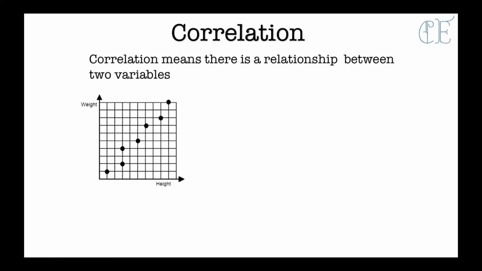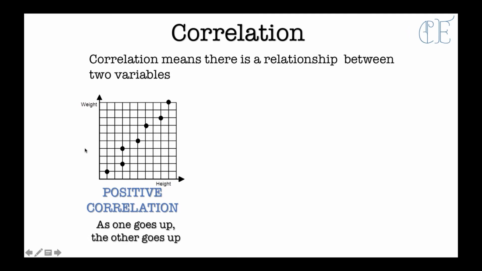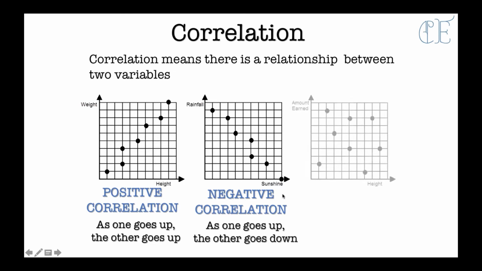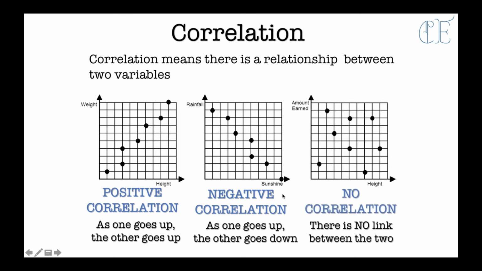You can either have a positive correlation where both increase, so the height and weight both increase. As one goes up, the other goes up. A negative correlation is where as one goes up, the other goes down. So as the amount of rainfall increases, the amount of sunshine decreases. And you can have no correlation, which is where there is no link between the two. So here, amount earned and height.